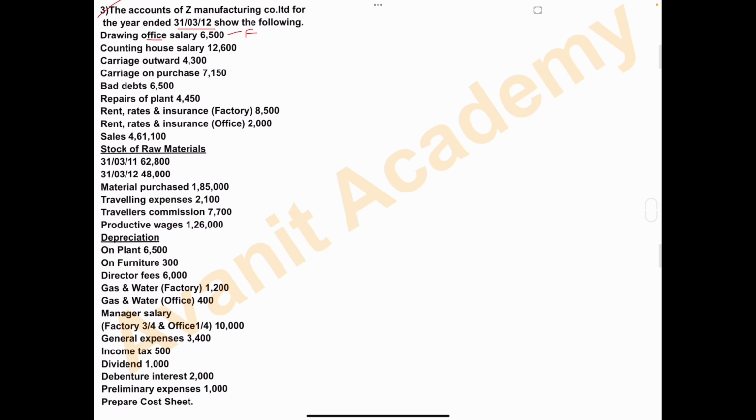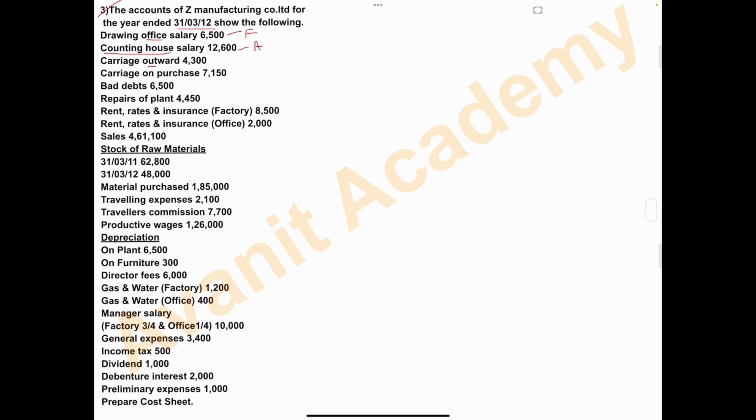Next is counting house salary. Counting house salary we have to take under the head administrative overhead, and the amount is 12,600. Counting house is the office where all the financial books, all the accounting books are kept. So counting house salary we have to take under the head administrative overhead.